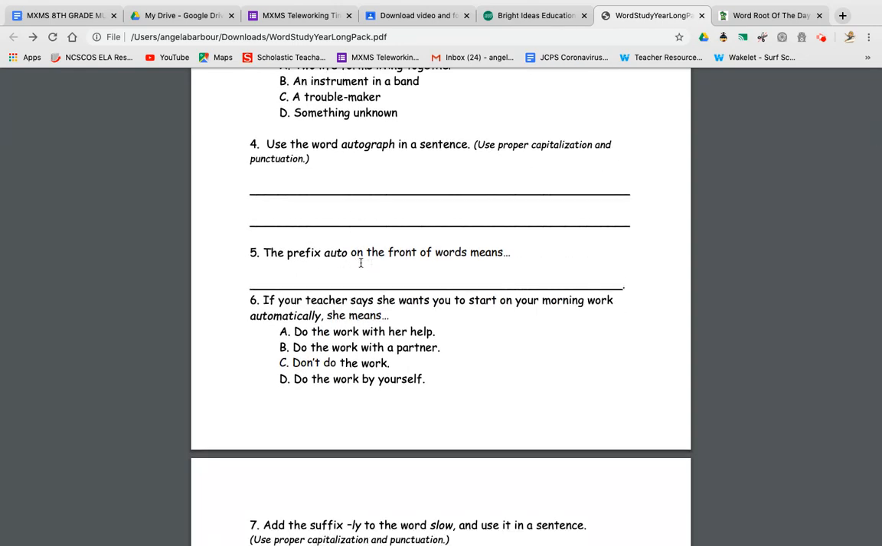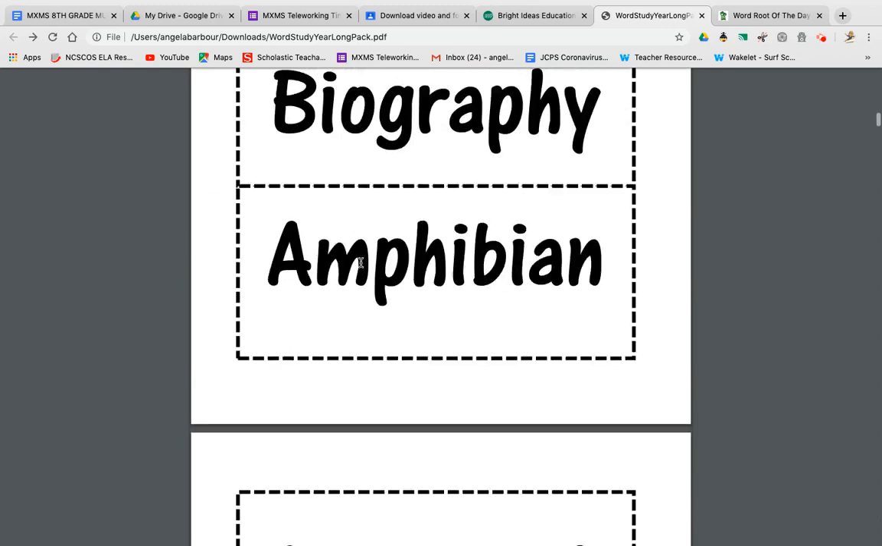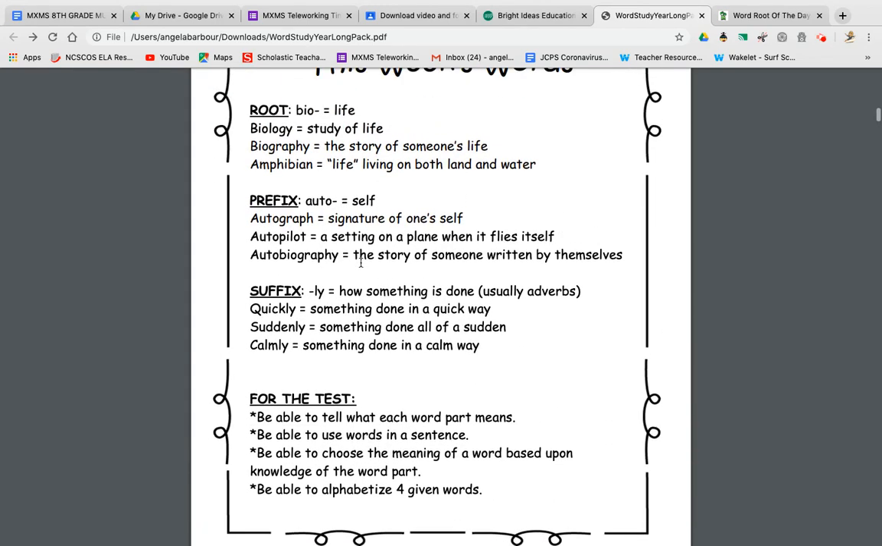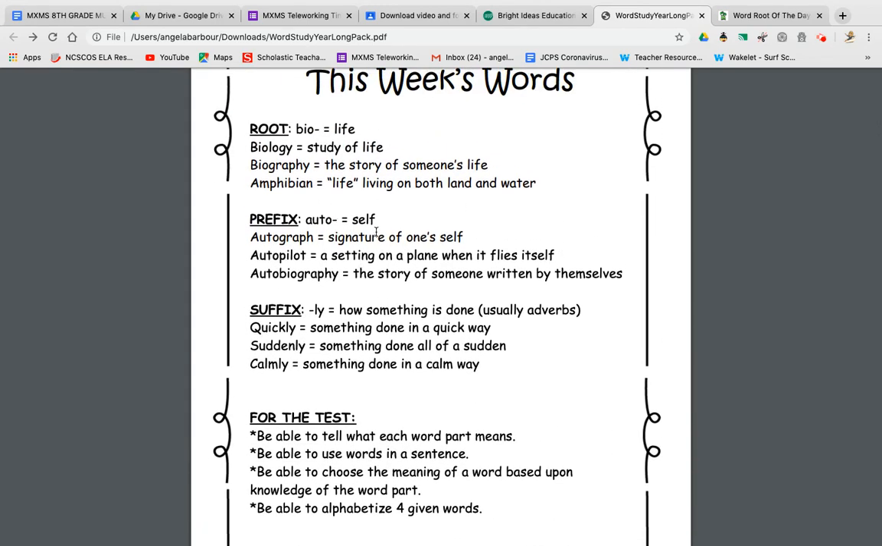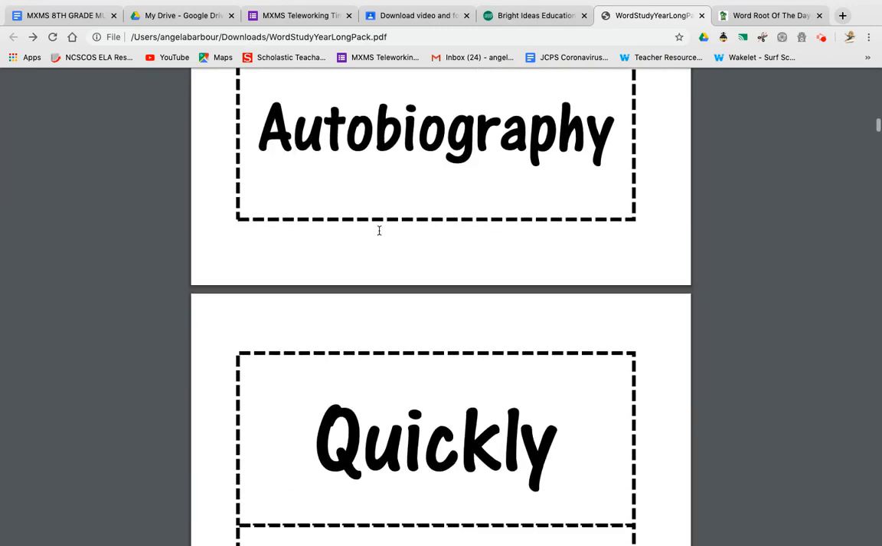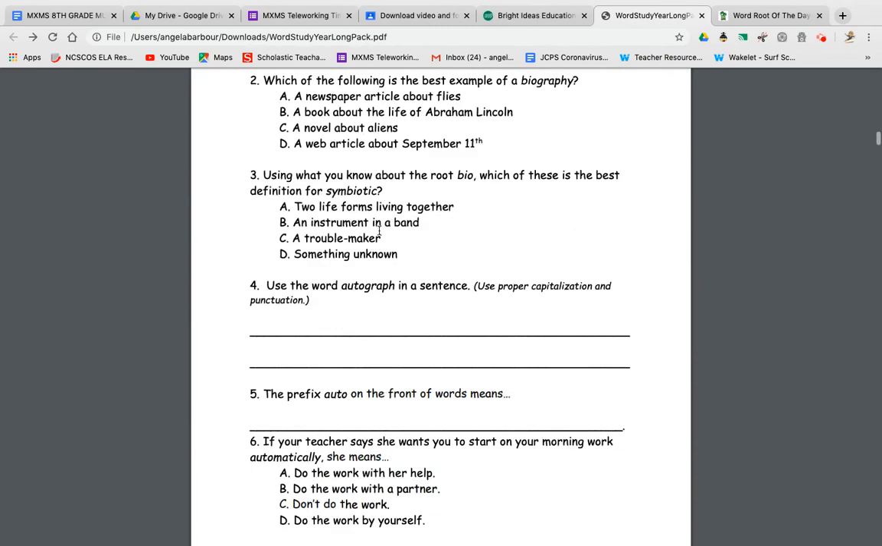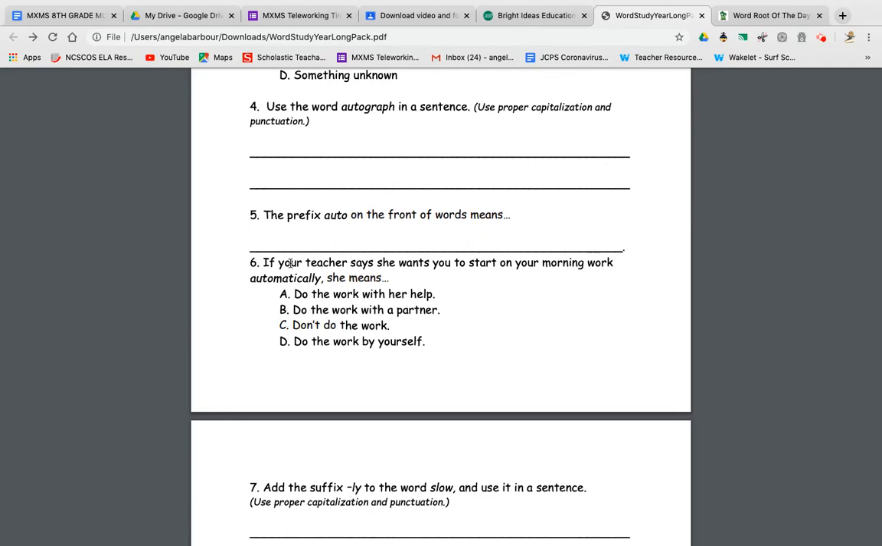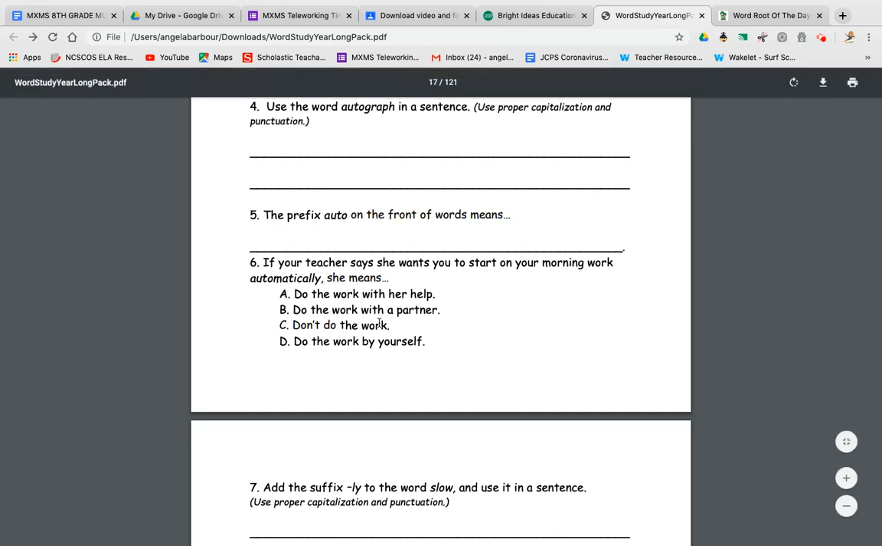The prefix auto up here, they're in the list that you will be given. Auto means self, right? Think of your car, automatic. I may have just given you the answer. Let's see. If your teacher says she wants you to start on your morning work automatically, she means do the work with her help, do the work with a partner, do the work, don't do the work, or do the work by yourself. So here comes the Dora moment.